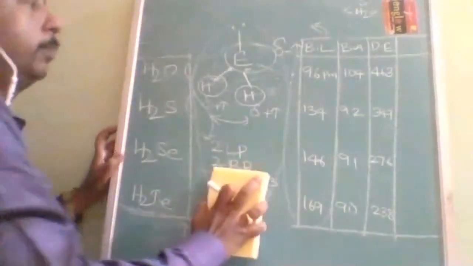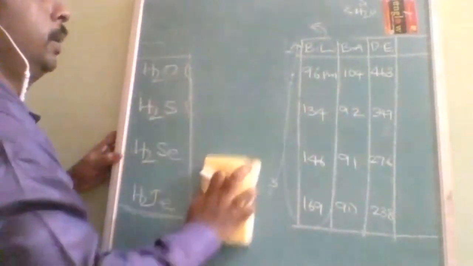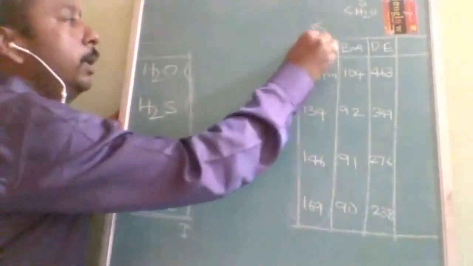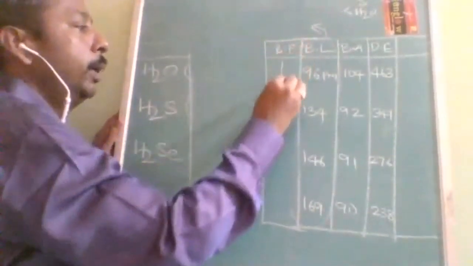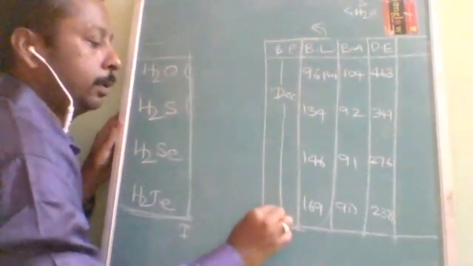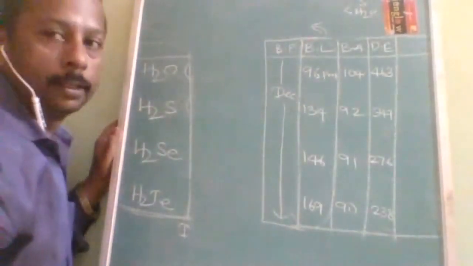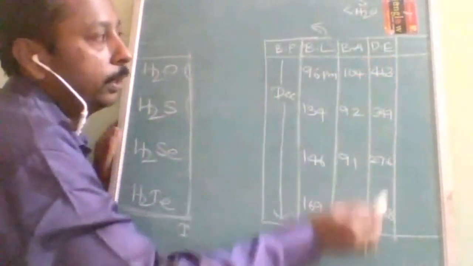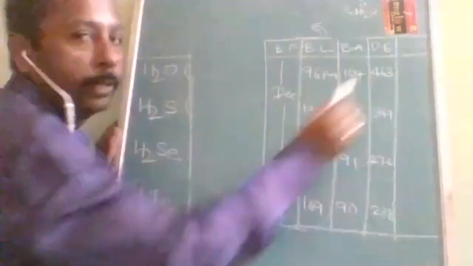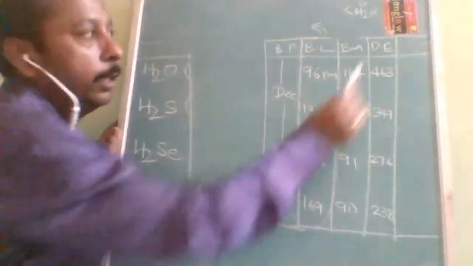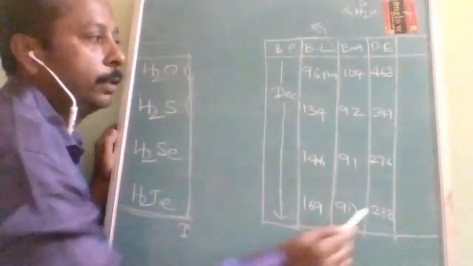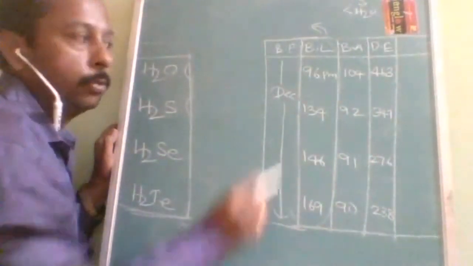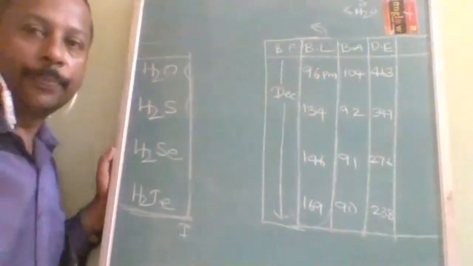Now let us come back to the questions based upon bond length. Because of the increase in bond length, what are the further consequences? Bond energy decreases. So here you can see the corresponding decrease, 463. It is very difficult to break the bond of oxygen and hydrogen. DE means dissociation energy. So 463 kilojoules are required here, just 238 kilojoules there. So due to increase in bond length, bond energy decreases.